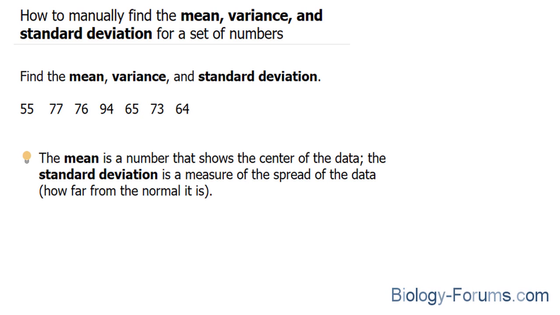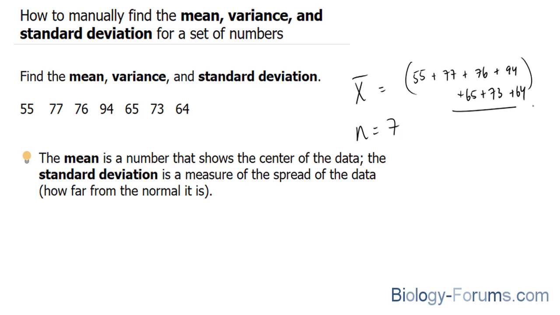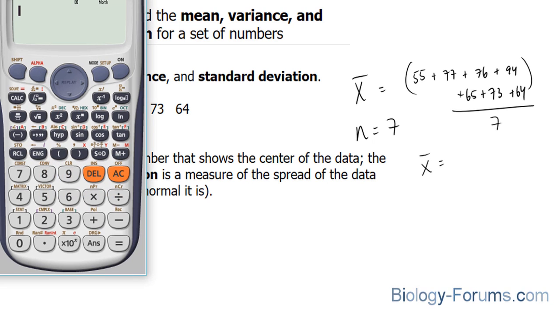To find the average, which we will denote as x with this line at the top, you have to add all the points and divide by the number of data points that exist, which in this case is 7. So our n value is 7. 55 plus 77 plus 76 plus 94 plus 65 plus 73 plus 64 divided by 7. Our average, which we'll use our calculator to find, is the following.